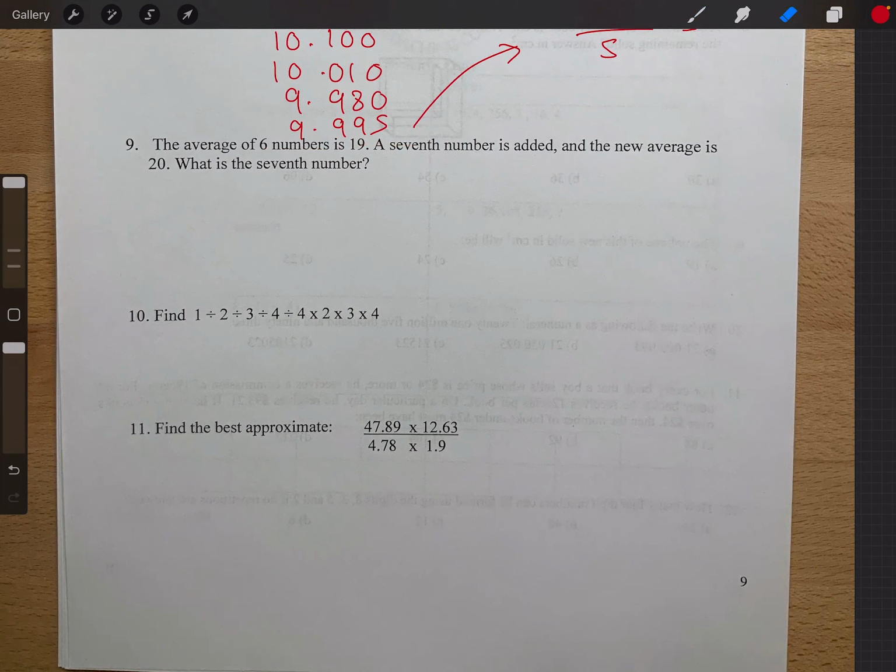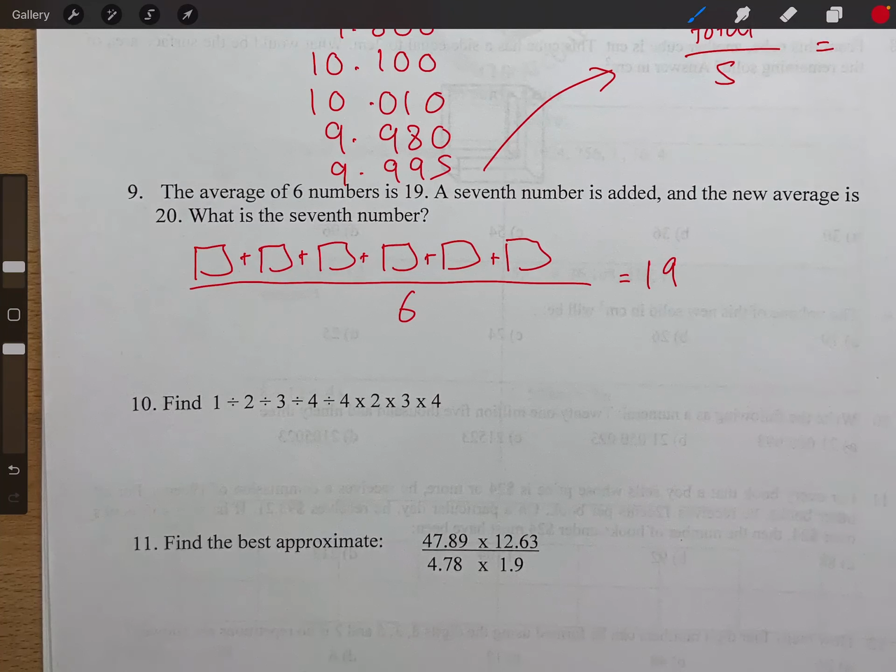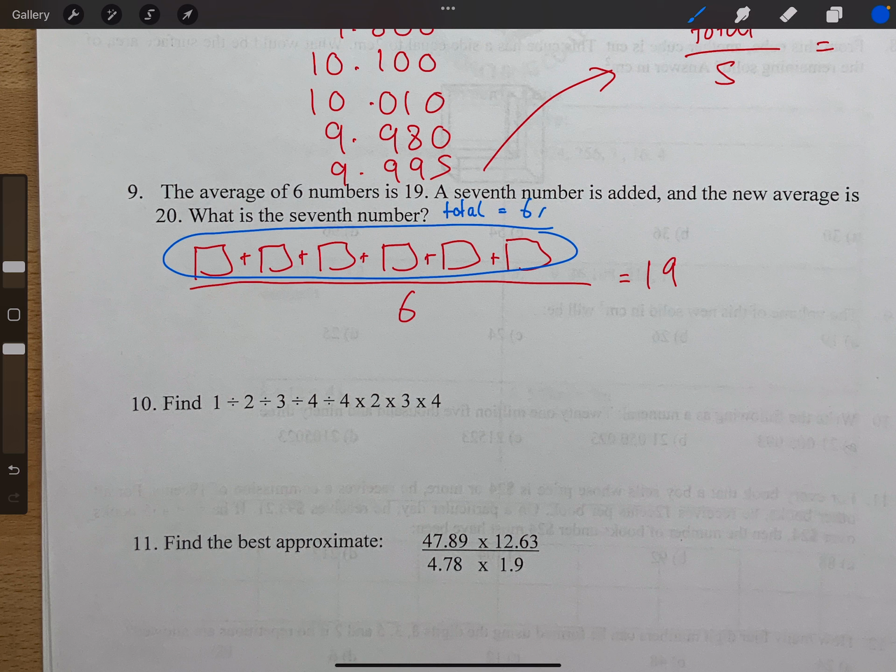Alright, next one. The average of 6 numbers is 19. So imagine you have 6 numbers. We don't know what they are yet, and we don't need to. Now the average of 6 numbers is 19. So how do you find the average of 6 numbers? We just add them up and then we divide it by 6 to get 19. Alright, so from this we can work out the total. So I'll put the total in blue. Look at the total here. What's the total? The total is equal to 6 times 19. 6 times 20 is 120. 6 times 19 must be 114.